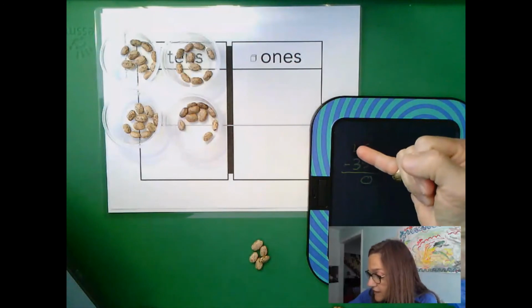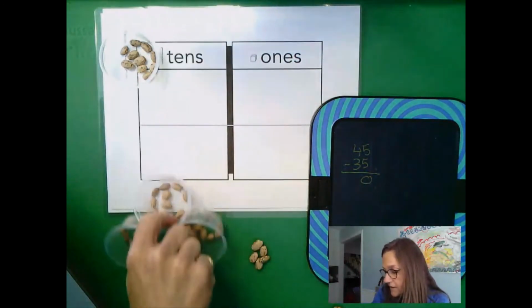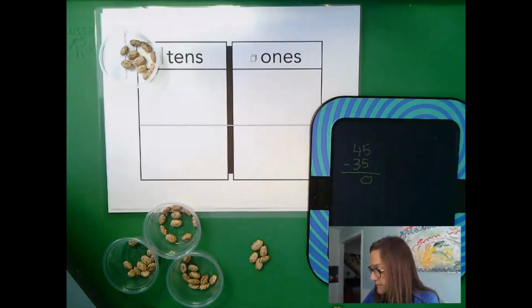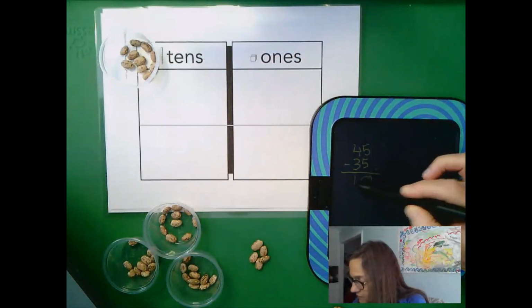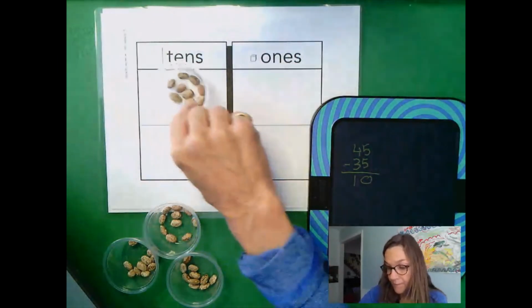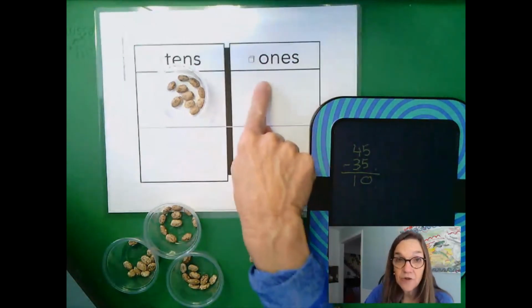There were 40. Caitlin picked up 30, 10, 20, 30. Okay. There's our 35 that she picked up. If we had 40 and she picked up 30, that leaves us with one group of 10. Okay. So how many are left for Presley to pick up? Just 10.